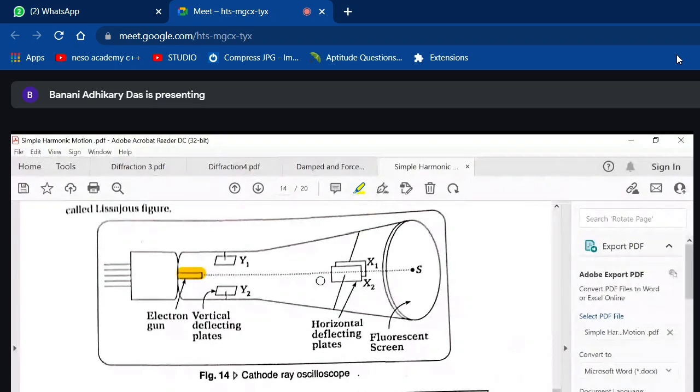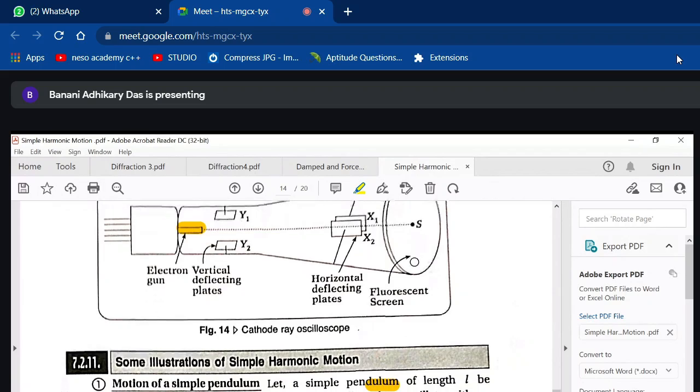Because you have put two SHMs mutually perpendicular to each other, the resultant is a Lissajous figure, depending upon your values of delta, A and B. By this time, you know what delta, A and B are. And how will you see these figures? They will be beautifully patterned on the fluorescent screen, and this is how you can see some of these figures.